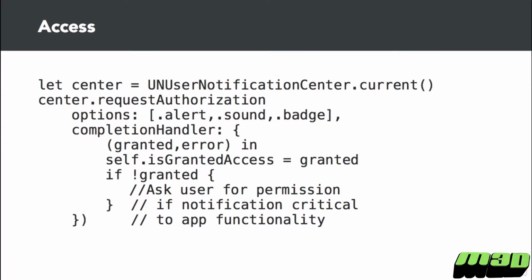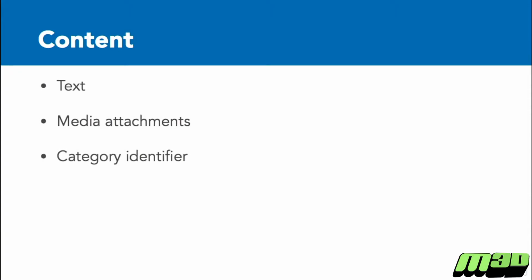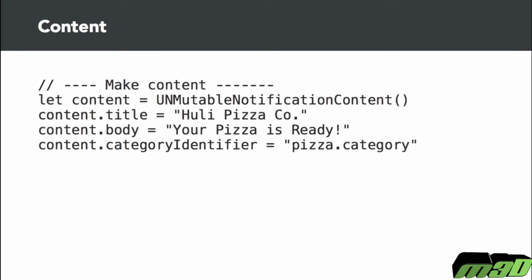The content is the text and attachments that appear in the notification. We create content using a UNMutableNotificationContent object, though notifications will store this as the immutable UNNotificationContent. In this example, content is text of a title and a body. It also contains a category identifier. The notification framework associates this identifier with actions the notification can display.